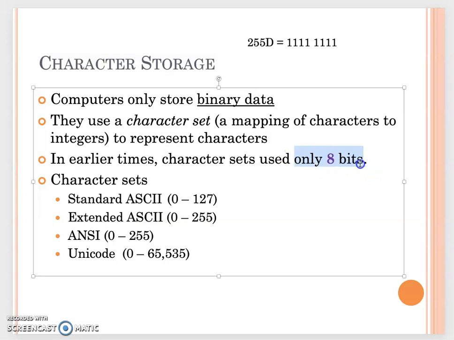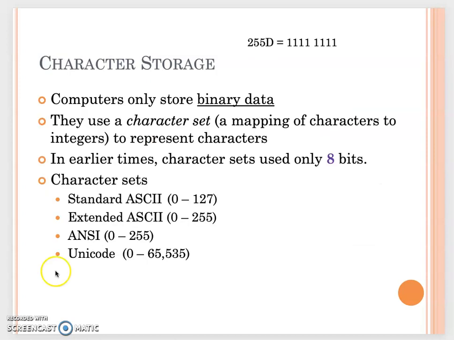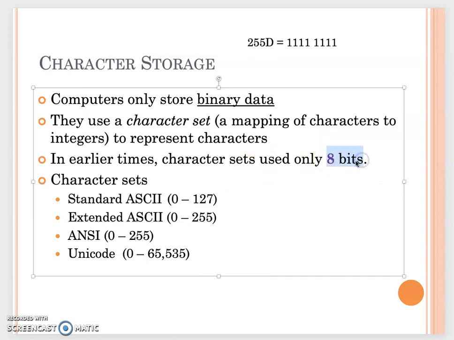If we only use 8 bits for 1 byte, remember what we told you earlier, if you have an unsigned integer, because we don't need a sign for a character value, the range for 1 byte is between 0 and 255. That's why in early times we only used 1 byte to represent a character. Those 8 bits give us 255 numbers we can use. That is what we call the ASCII table.